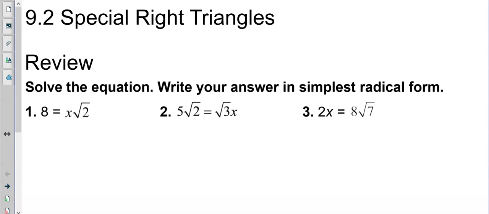Okay, 9.2, special right triangles. Let's start with the review first. Solve the equation, write your answers in simplest radical form. That means do not convert them into decimals.